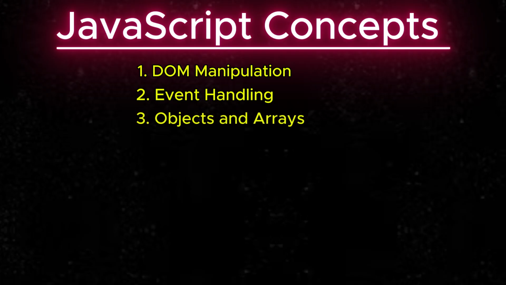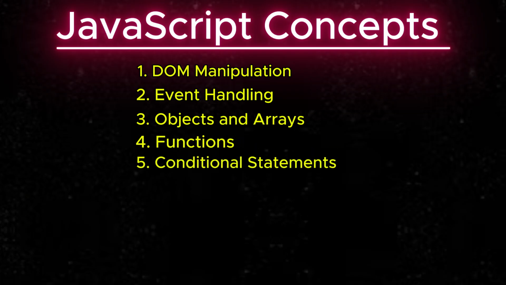Then you will learn objects and arrays. You will use objects and arrays to store units and conversion rates efficiently. Then comes functions. You will write reusable functions for different types of conversions. Then comes conditional statements. You will apply logic to handle different conversion types like length, weight, and temperature that you are going to use in this project. Then comes type conversion and validations. Under this, you will handle user input safely and convert strings to numbers.